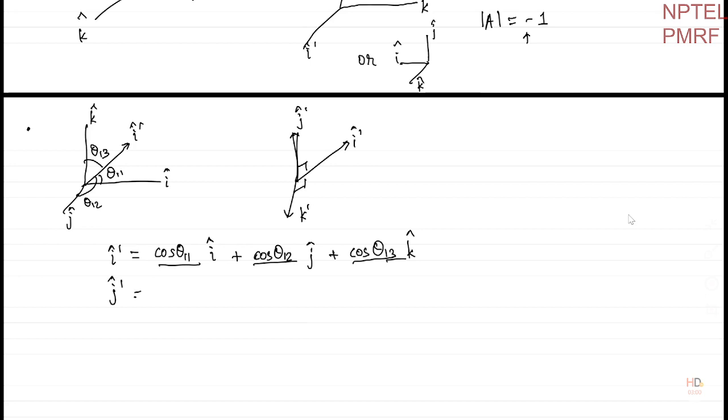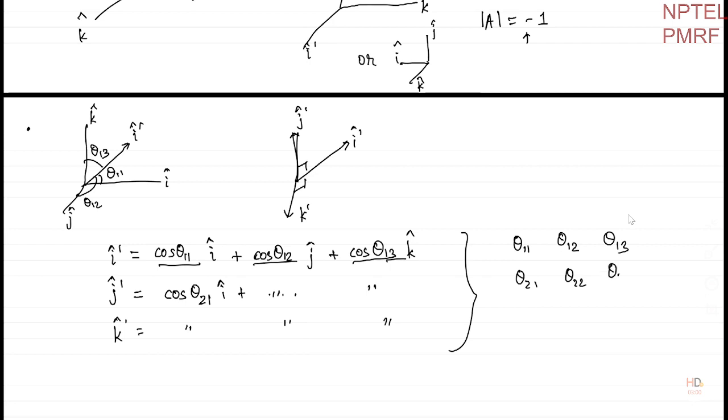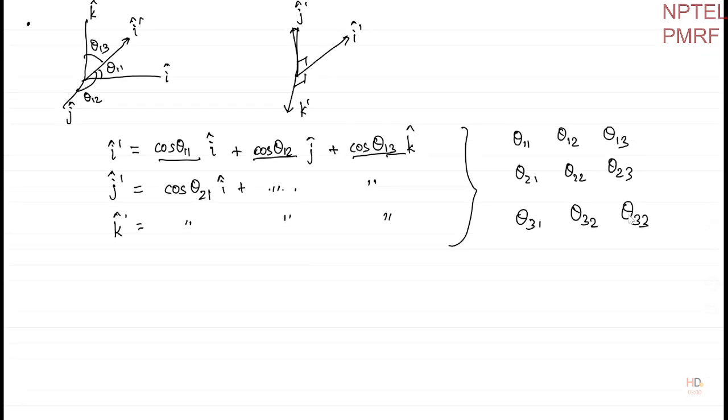Similarly, I can write for j prime also cos theta 2 1, which is the angle between j prime and i, right? Etc. So I'm not writing k prime also. So it looks like we have a total of 9 angles: theta 1 1, theta 1 2, theta 1 3, theta 2 1, theta 2 2, theta 2 3, and theta 3 1, theta 3 2, theta 3 3. So it looks like we have 9 coordinates.